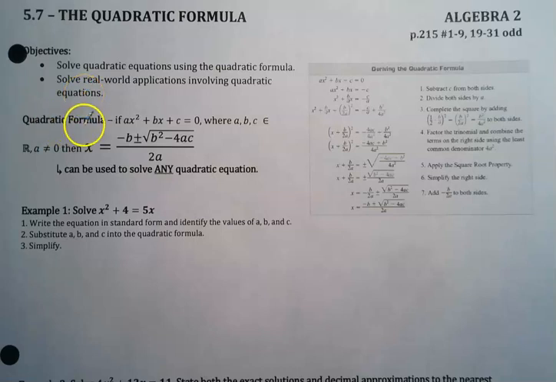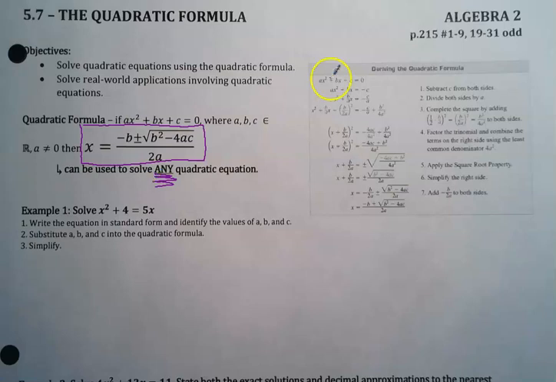So first of all, the quadratic formula. If ax squared plus bx plus c equals 0, where a, b, and c are elements of the real numbers, and a is not 0, then we're going to use the quadratic formula here. X is equal to negative b plus or minus the square root of b squared minus 4ac, all divided by 2a. Okay, the wonderful thing about the quadratic formula is it can be used to solve any quadratic equation, much like completing the square was, but it tends to be a little bit neater.